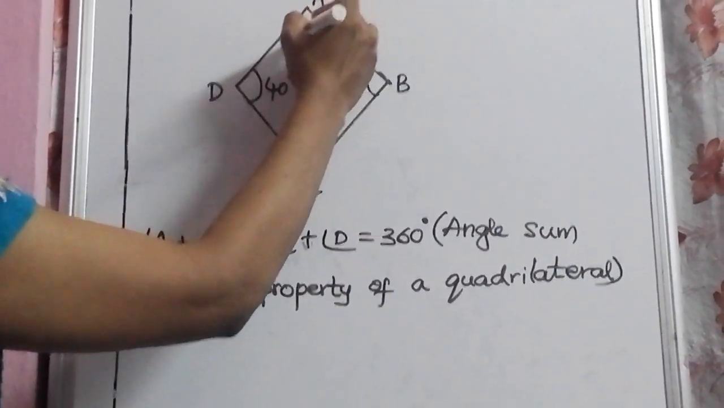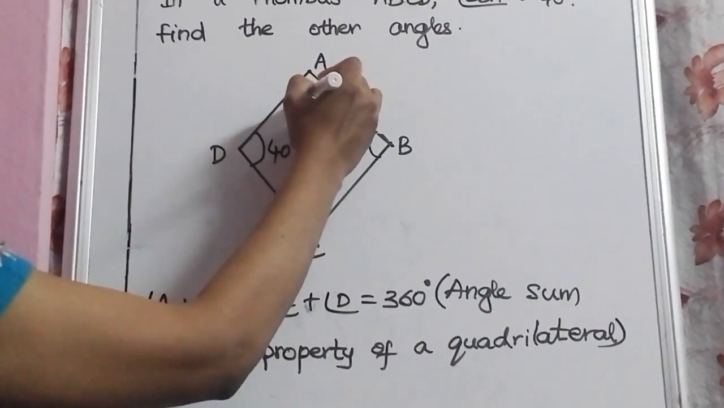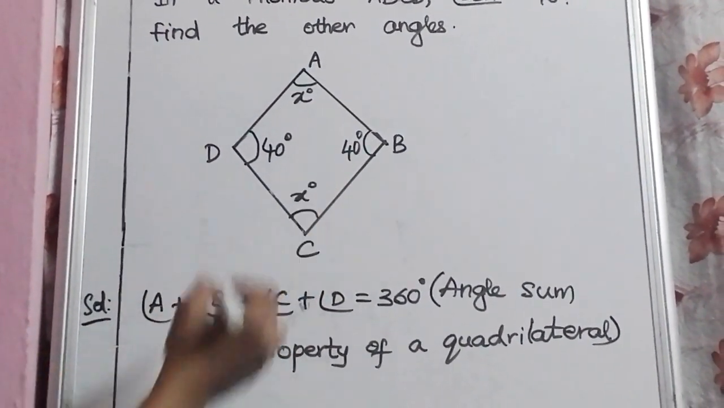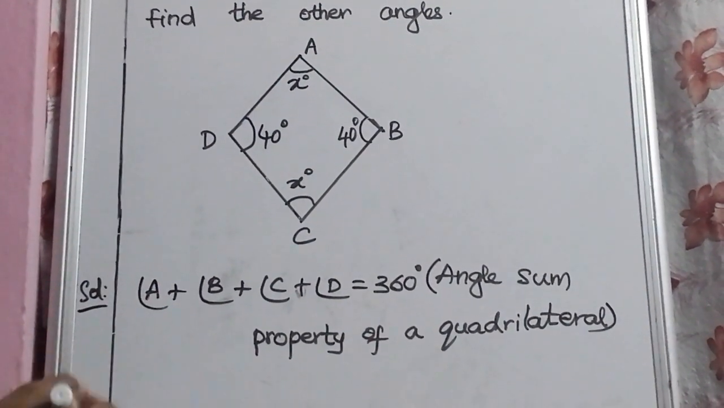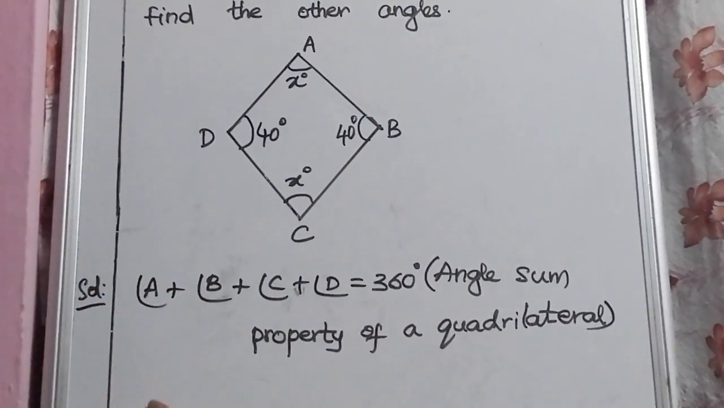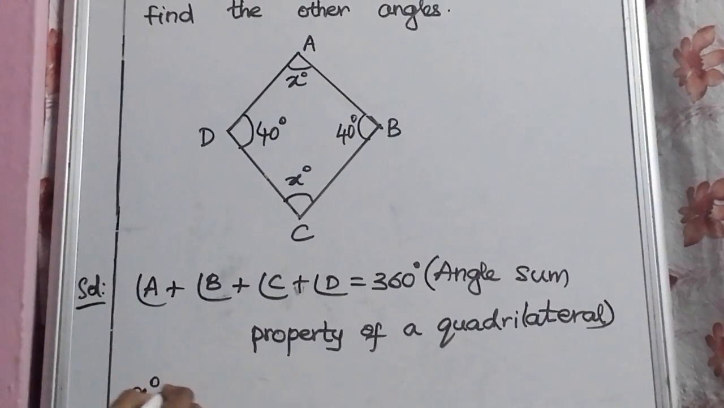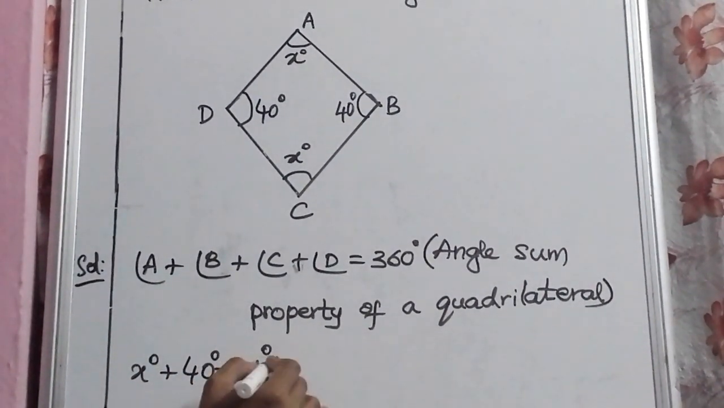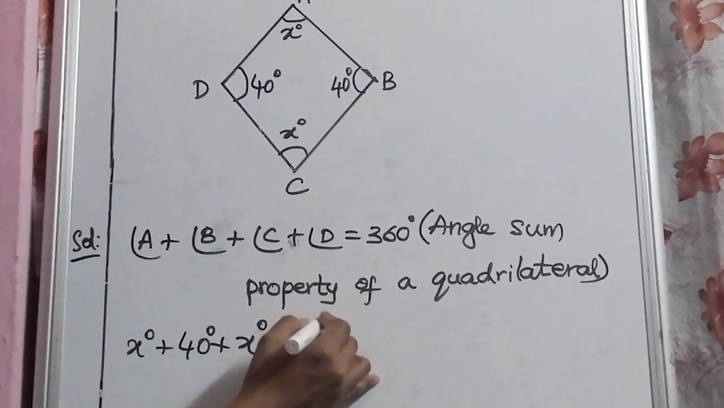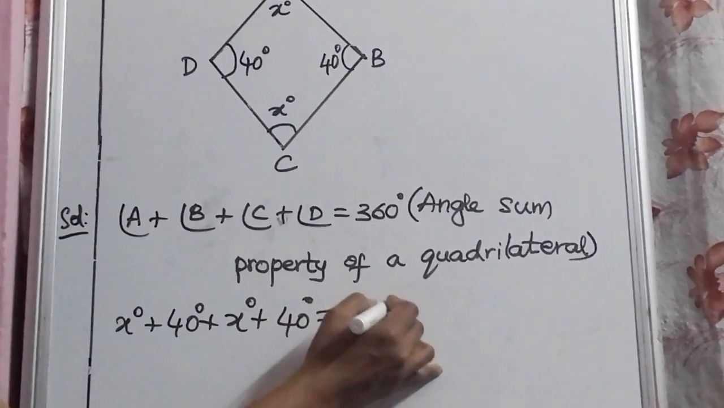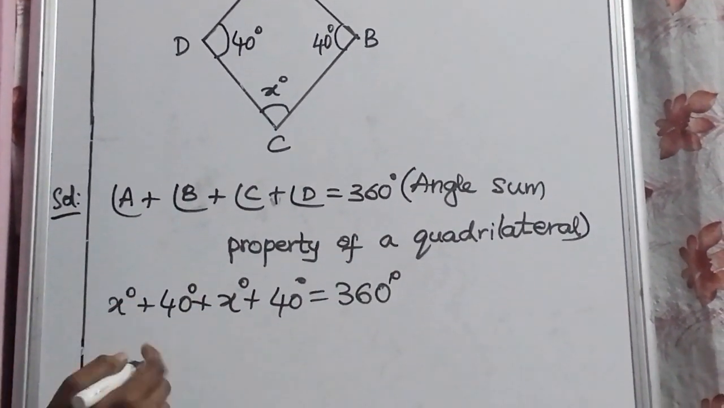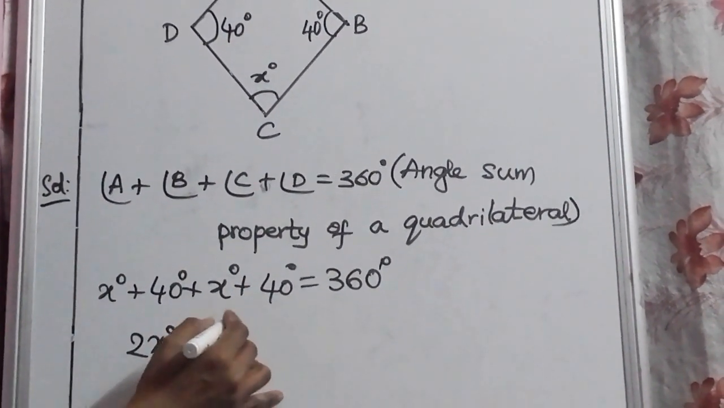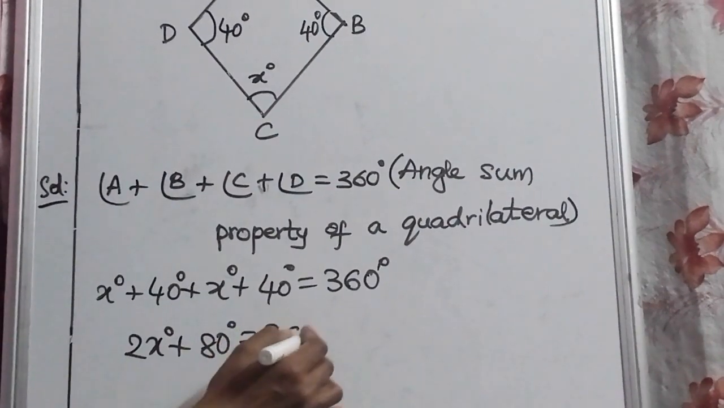So if we take A as x degrees, then C is going to become x degrees. Okay. So now let us substitute these values in this equation. x degrees plus B is 40 degrees plus C is x degrees and D is 40 degrees, which is equal to 360 degrees. So x plus x is 2x degrees plus 40 plus 40 is 80 degrees, which is equal to 360 degrees.